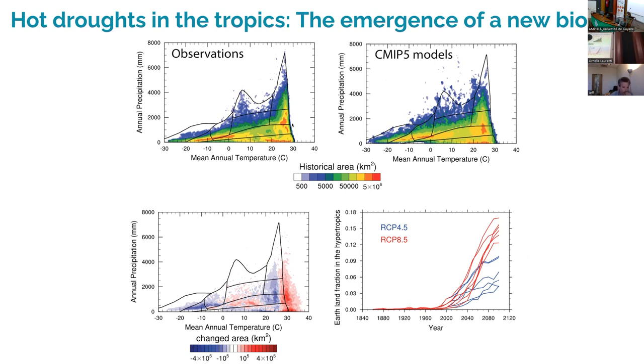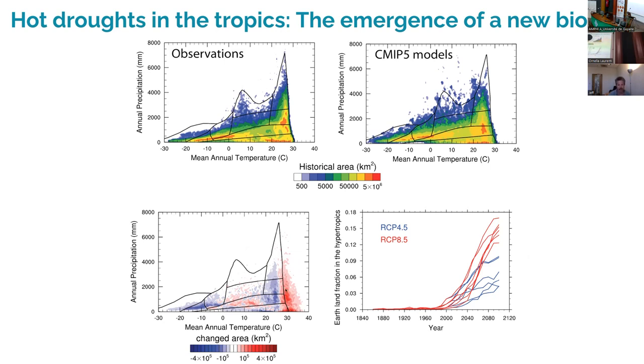And so what are we looking at here? This is this classic Whittaker plot. It shows all the Earth's biomes in this mean annual temperature and mean annual precipitation space. So wet tropical forests are up in the upper right here. And so observations to the upper left, the CMIP 5 models to the upper right. And as you can see, the models do a reasonable job of predicting these climate envelopes associated with the current distribution of all of Earth's biomes, including these wet tropical forests.